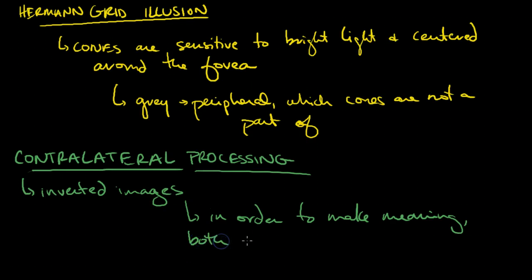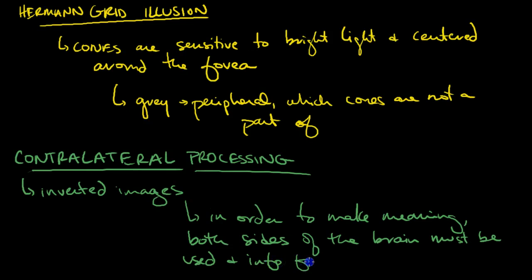both sides of the brain must be used, and information from both eyes has to be processed. So contra meaning against or opposite, and lateral, talking about the direction in which the brains are functioning. So we've got contralateral processing in order to make meaning. And there's a good example of this in your book at the end of this section about eyes.